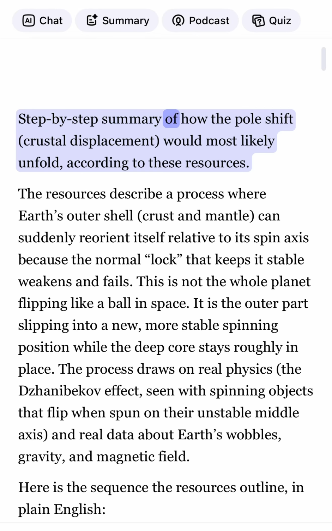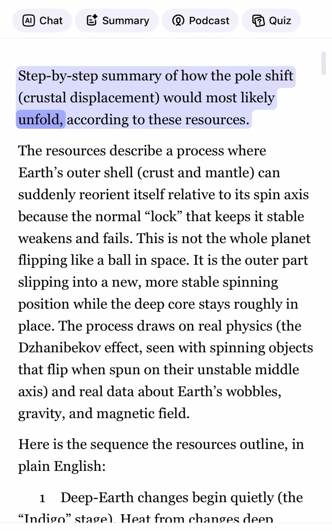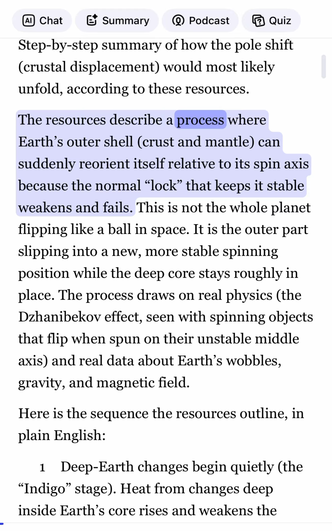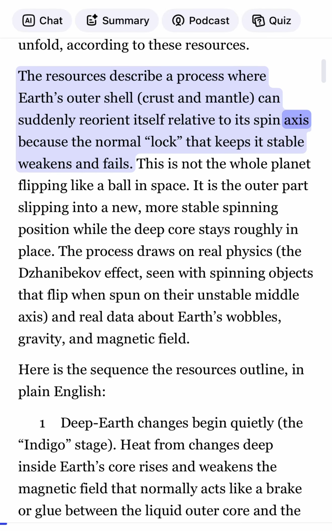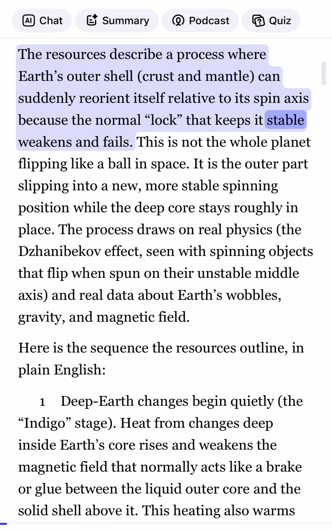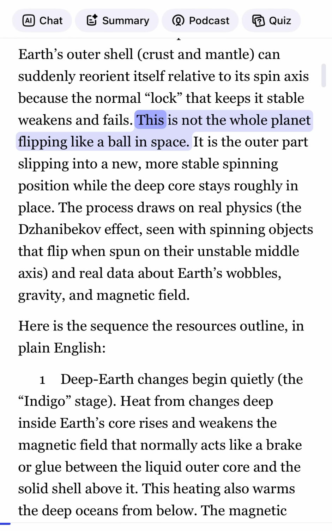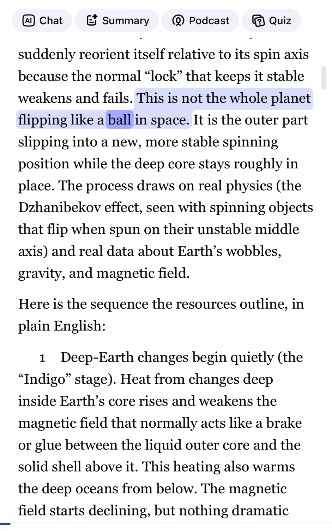Step-by-step summary of how the pole shift would most likely unfold, according to these resources. The resources describe a process where Earth's outer shell can suddenly reorient itself relative to its spin axis because the normal lock that keeps it stable weakens and fails. This is not the whole planet flipping like a ball in space.